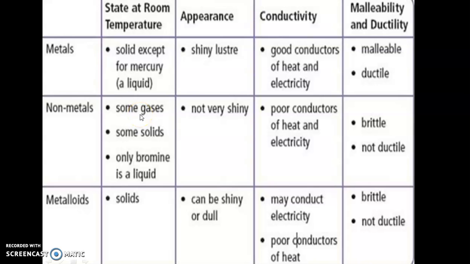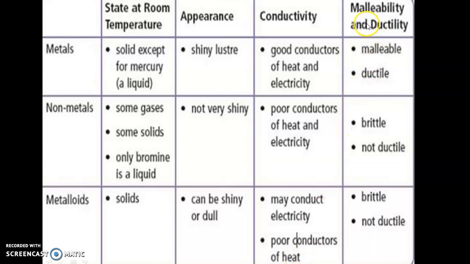Non-metals at room temperature are gases, some are solids, and only bromine is a liquid. This is again exceptional. Metalloids are always solids. Appearance: metals have a shiny luster, non-metals are not very shiny, and metalloids can be shiny or dull. Next is conductivity. Metals are good conductors of heat and electricity, non-metals are poor conductors of heat and electricity, and metalloids may conduct electricity or be poor conductors of heat.